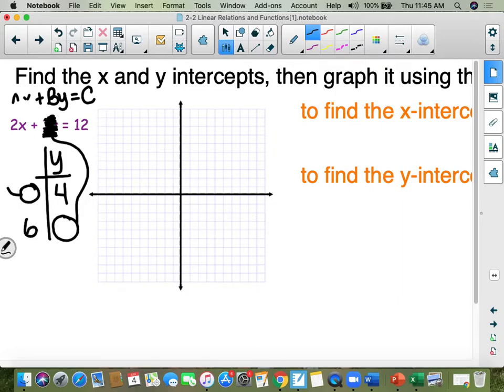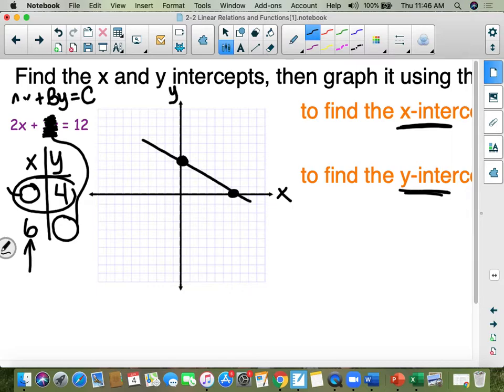Now the last thing they want you to do is to graph it. You're going to go 0 and 4. 1, 2, 3. You're going to go nowhere on the x-axis and go up the y. Remember, this is the x-axis. This is the y. Here, you're going to go out on the x-axis 6. 1, 2, 3, 4, 5, 6, and go nowhere on the y-axis. Those are called the x-intercepts and the y-intercepts. And then all they want you to do is to connect your dots to make your line.